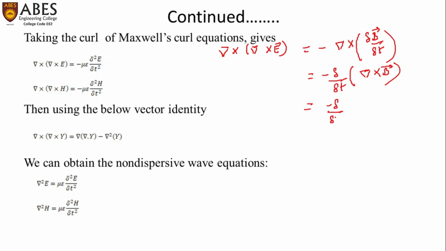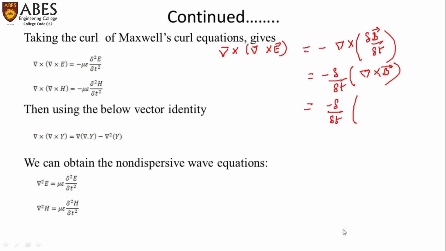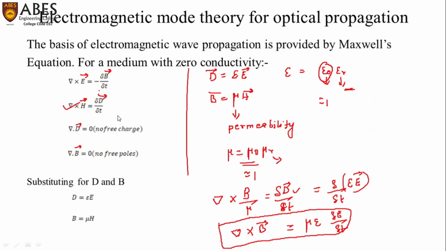Minus del by del T, and at the place of del cross B, what we have calculated in the previous slide, that is mu epsilon del E upon del T, I'm going to substitute that. So it is mu epsilon del E upon del T, and this will be written as minus mu epsilon del square E upon del T square. Similarly, this can be done for the magnetic field equation, and we will get this equation.